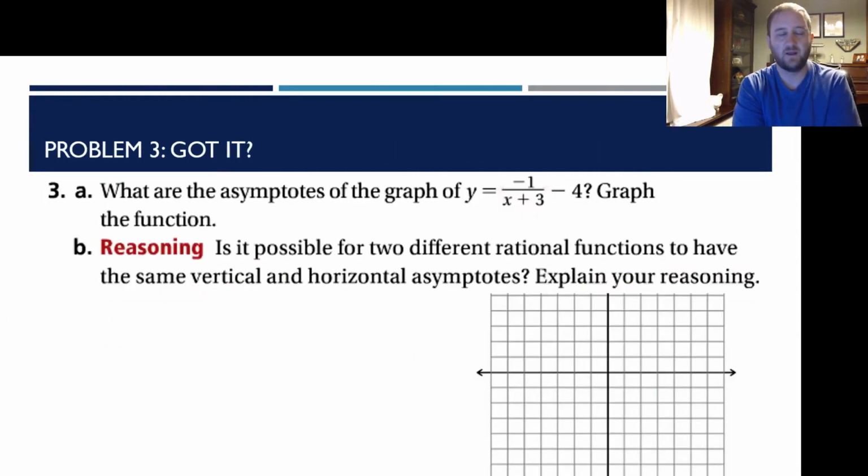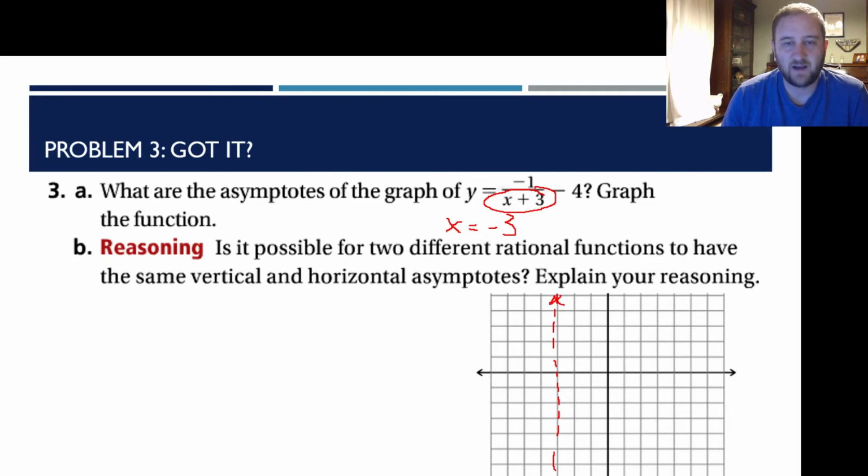All right. What I want you to do is go ahead, plot the asymptotes for this function, and then graph it. Pause the video. All right. So we've got a vertical asymptote at x equals negative 3. We can plot that first. So we're going to come 3 over here. It's kind of sloppy. And then a horizontal asymptote at negative 4. So down 4 right here is our horizontal asymptote.